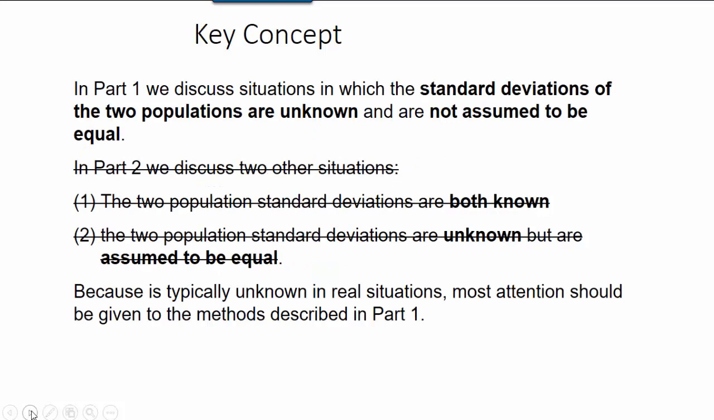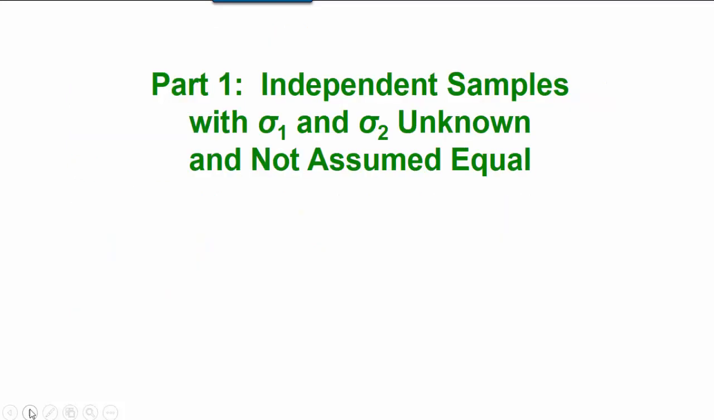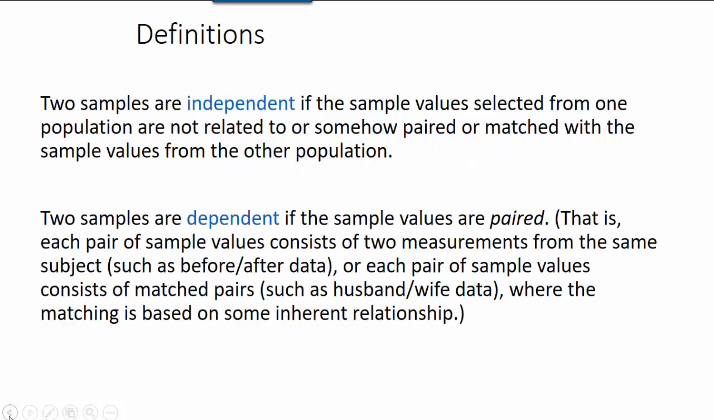In Part 1 of this section, we discuss situations in which the standard deviations of the two populations are unknown and not assumed to be equal. We will not be covering Part 2 in my course. So we're looking at independent samples with sigma 1 and sigma 2, the two standard deviations, unknown and not assumed to be equal. Two samples are considered independent if the sample values selected from one population are not related to or in some way paired or matched with the sample values from the other population.